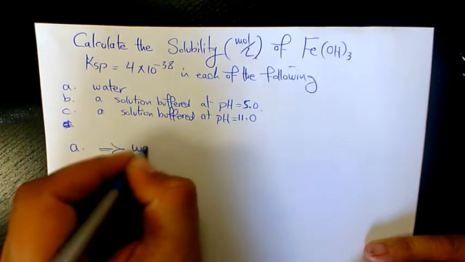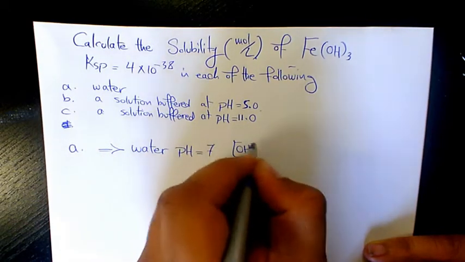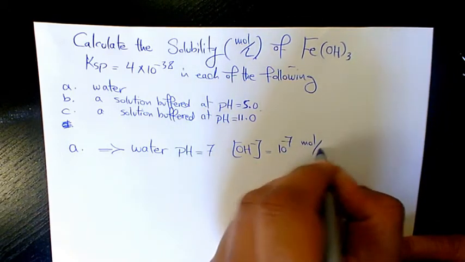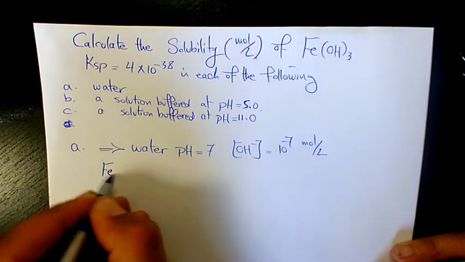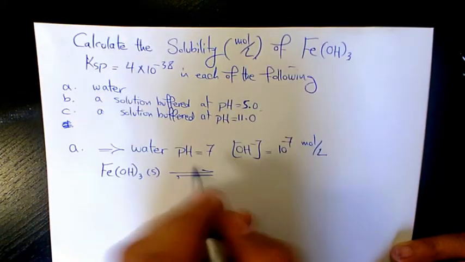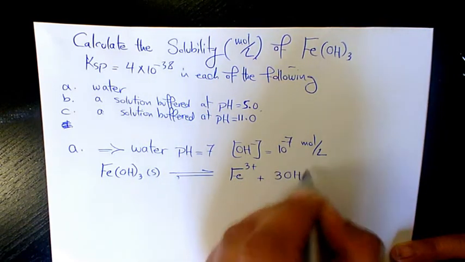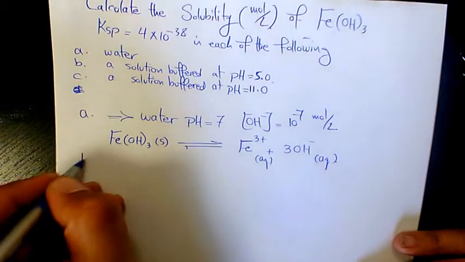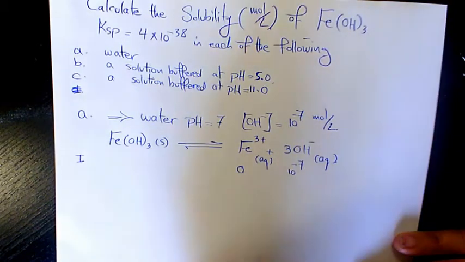When you are dealing with water, pH is 7 and the concentration of hydroxide ion is 10 to the power of negative 7 mole per liter already. Now when we are dealing with Fe(OH)3, it's definitely in solid form. When it is dissolved, it's going to produce Fe3+ and 3OH-, both of them in aqueous solution. So initially, nothing here, and here we have 10 to the power of negative 7 before dissolving.